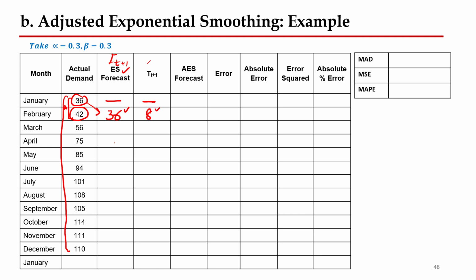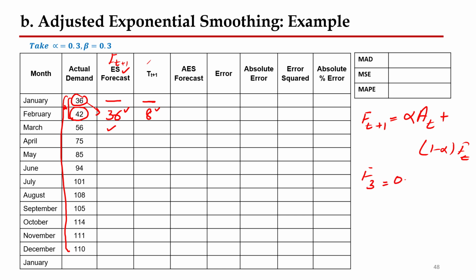Now we can find the forecast F(t+1), which means next month's forecasted value, with the help of simple exponential smoothing, and the trend component with the help of the trend component formula. We know how to find the simple exponential smoothing value: F(t+1) equals alpha times A(t) plus (1 minus alpha) times F(t). That means we are going to find the value for March, which is the third month.